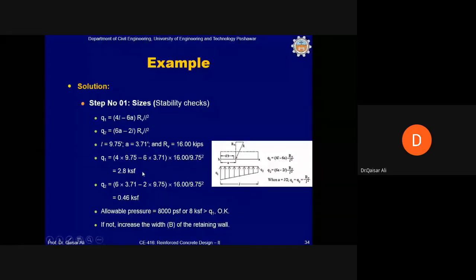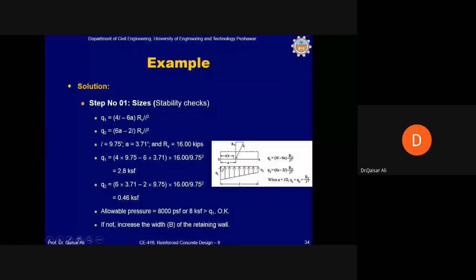So this ordinate comes out to be 2.8 kip per square foot, and the ordinate below the heel comes out compared with the allowable bearing capacity of the soil. If the allowable bearing capacity is more than Q1, then the soil will not settle, and the retaining wall is safe against soil settlement. If it does not happen, then we will increase the base of the retaining wall in order to decrease Q1. In our case, this is safe.